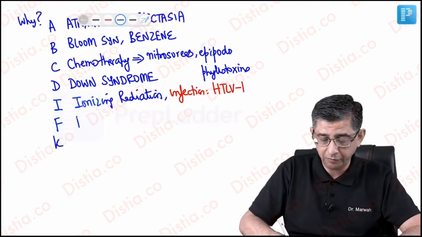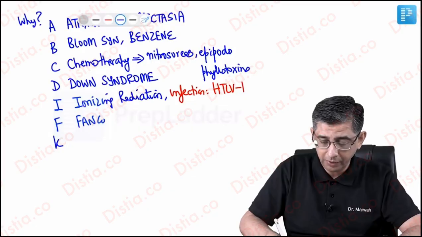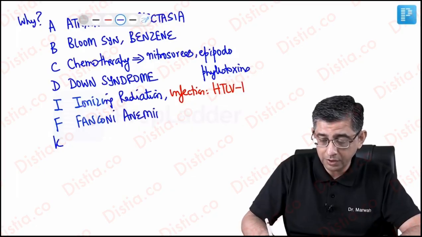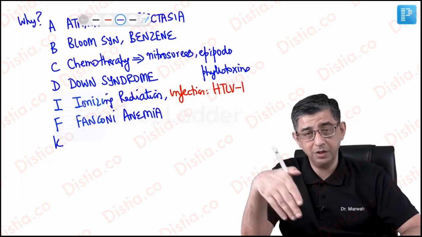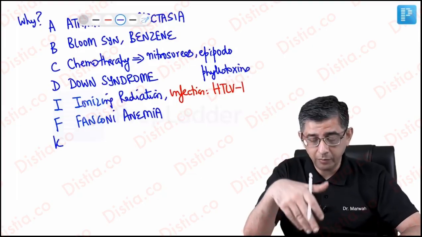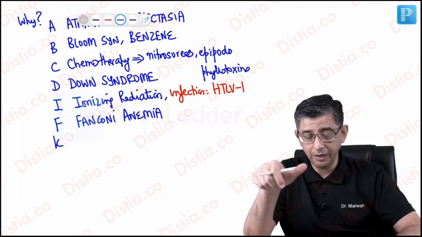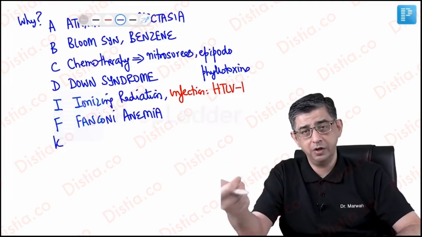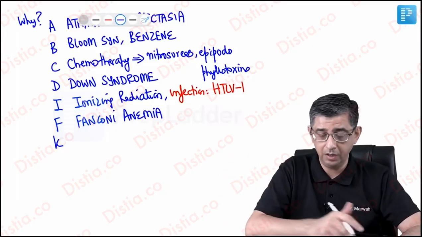Alphabet F would stand for Fanconi's anemia. Please do not confuse Fanconi's anemia with Fanconi syndrome, because Fanconi syndrome is a defect of the proximal convoluted tubule that I've described in Wilson disease. Here I'm talking about mainly congenital aplastic anemia, where there's a possibility of even a person developing ALL.